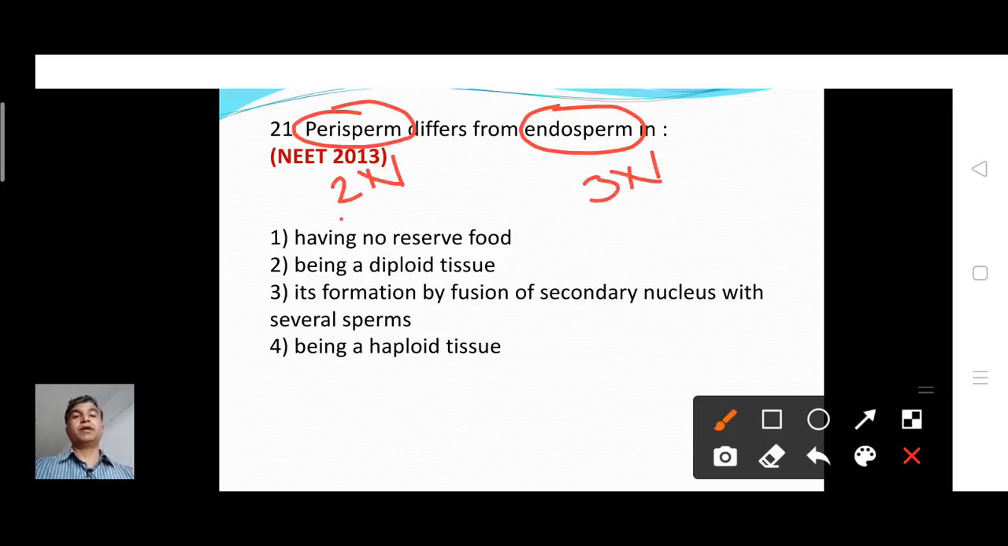Yes, perisperm is a sporophytic tissue. It is already present. Yes, endosperm is a product of triple fusion. That's why it is a triploid. So here the difference lies: either diploid or triploid. So the second statement is a bit good. It's formation by the fusion of secondary nucleus with the several sperm. Not several, only one.